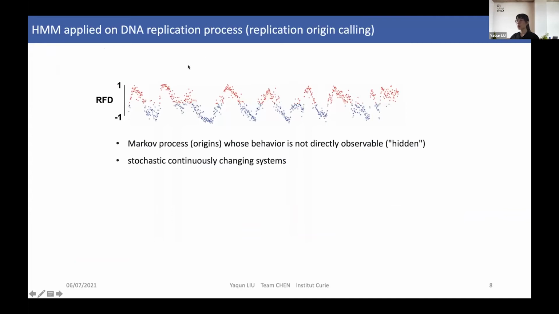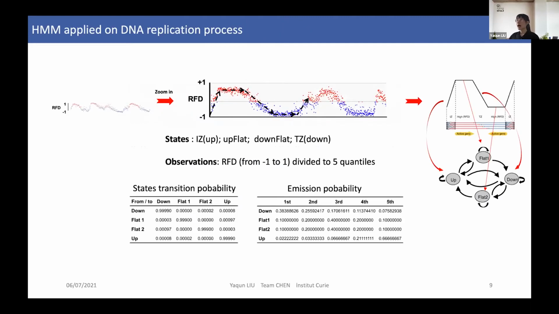In our tool, we use the hidden Markov model, HMM, to predict the replication initiation and termination zones. You can see in a typical RFD profile, origins cannot be directly observed, like hidden states. But the signals vary from -1 to +1 continuously with trackable patterns, where the rightward patterns depend only on their neighbors' leftward patterns. That's highly consistent with the HMM application conditions. So we can extract this pattern to set up 4 states: the IZ, the up flat and down flat, which are the 2 intermediate replication processes, and also the TZ, the termination zone.